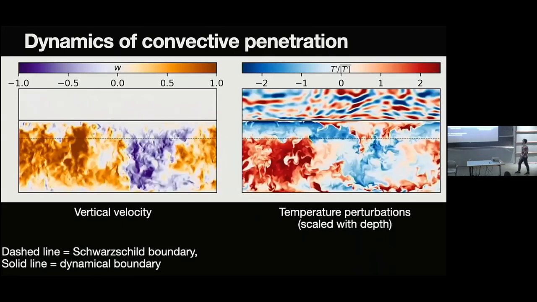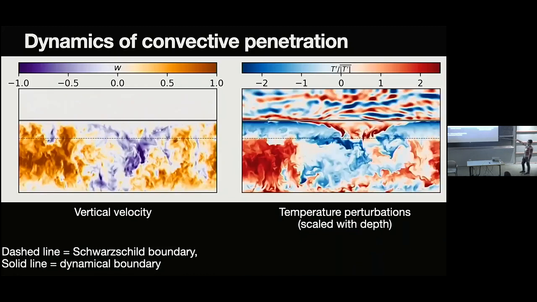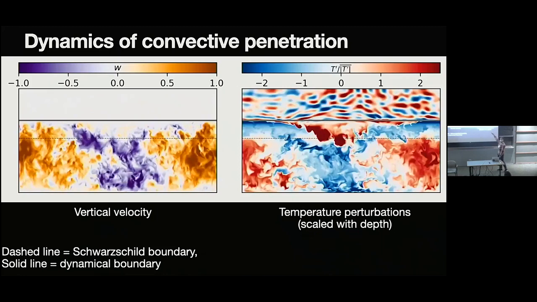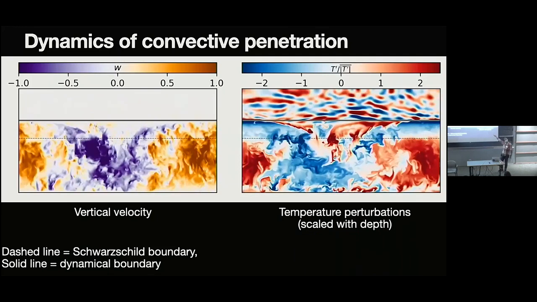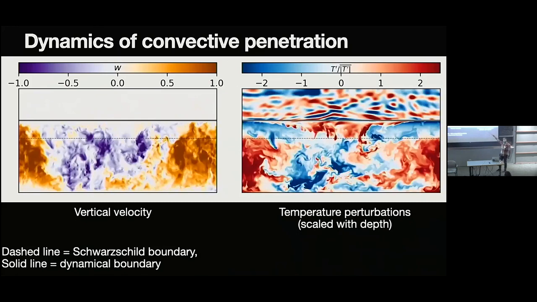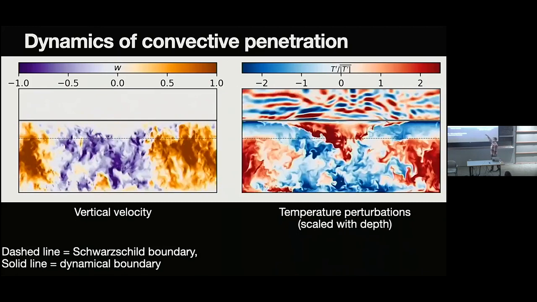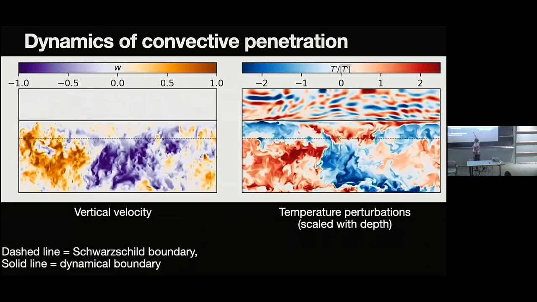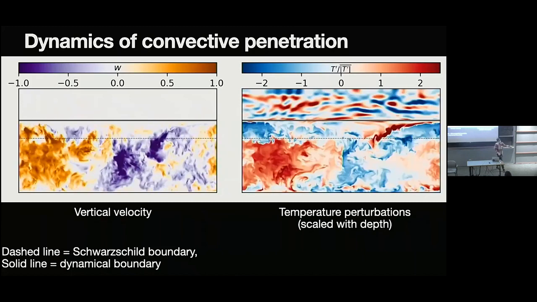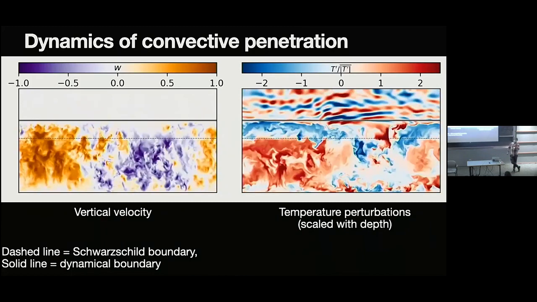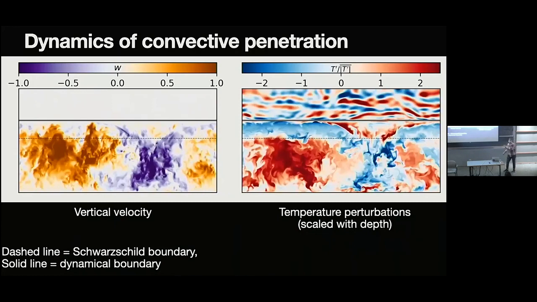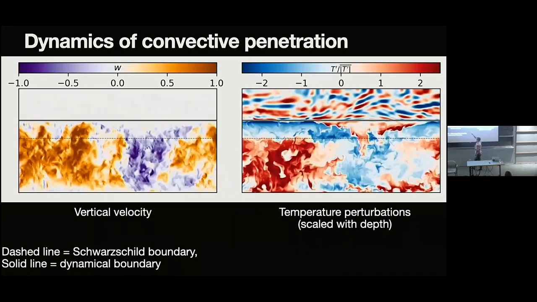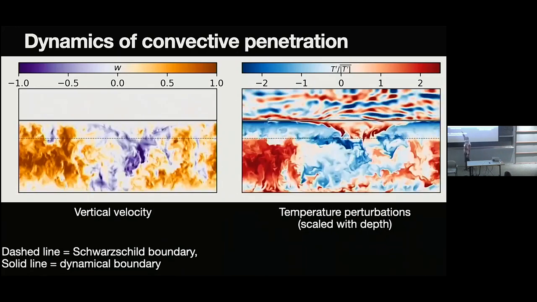Okay, and what do we see? There are 2 lines on each of these plots. There is a dashed line. That's the Schwarzschild boundary. In these simulations, we don't let that move over evolution. It would be good for us to do that in the future, like Anne was saying, because mixing changes that. But in these simulations, it doesn't move. And then there's the actual dynamical boundary. That is the edge of the adiabatically mixed region. That's where the gradient goes away from the adiabatic towards the radiative gradient. And it looks like a convection zone, right? If you look at the vertical velocity, you don't really see a difference across the Schwarzschild boundary.